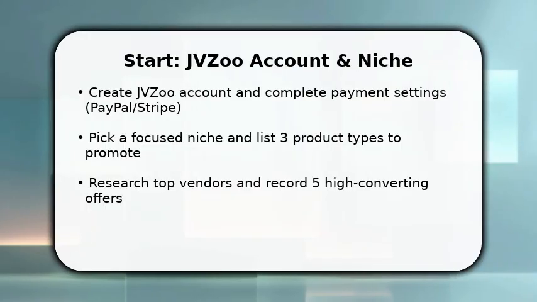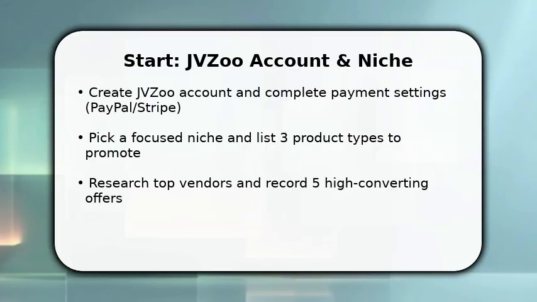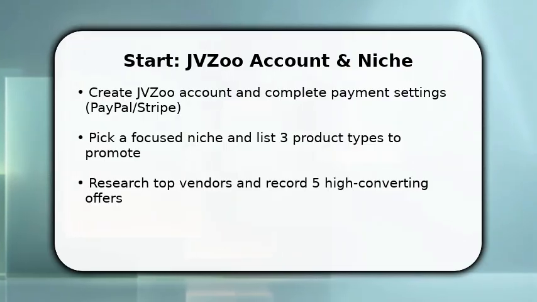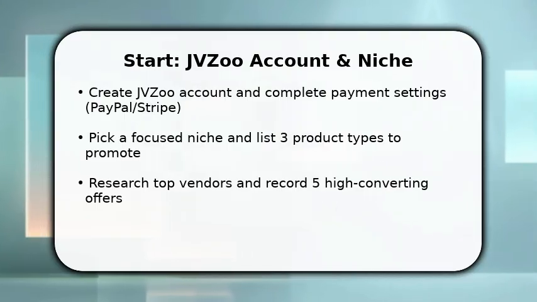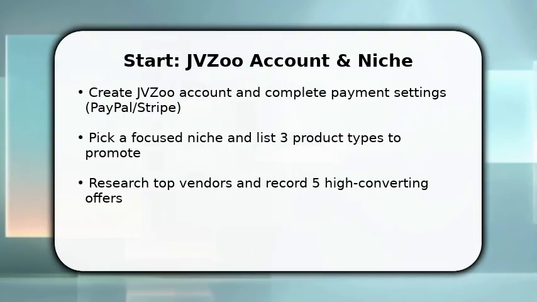You create your JVZoo account and set payment details now because fast payouts matter. Once done, choose a focused niche and explain why it fits your audience. You should immediately identify top vendors and shortlist 3 product types. This prevents scattered promotion. Next, compile 5 high-converting offers and note their gravity and commission rates.